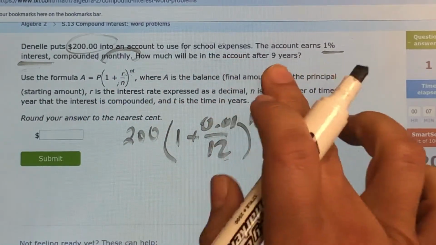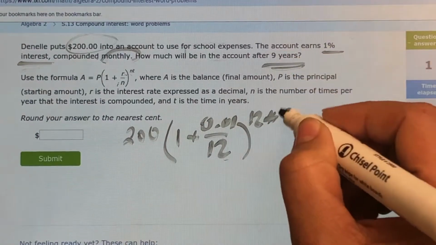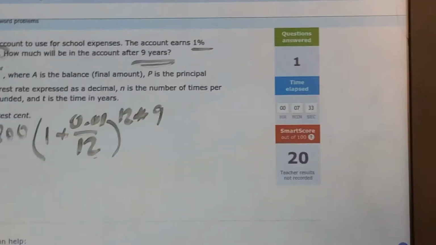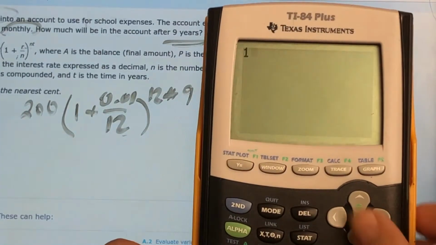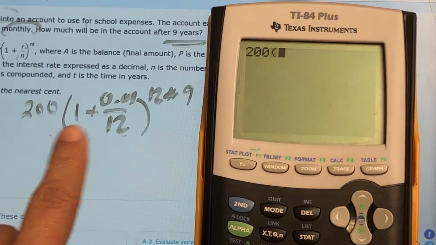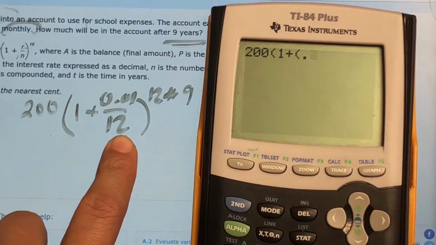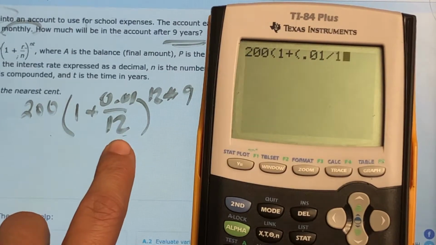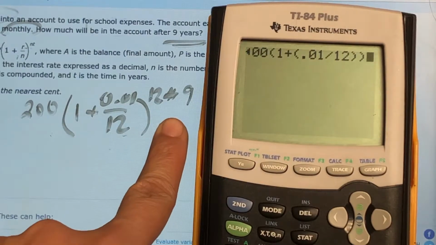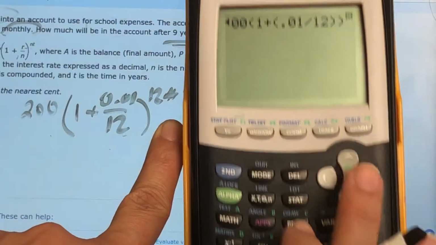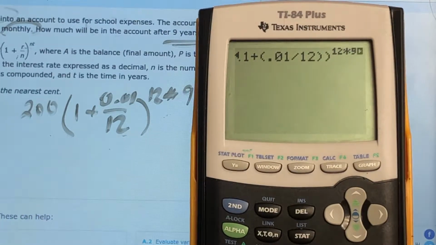How much will be in that account after 9 years? And again, time is weeks, days, years. That's all time. Once you have it down, you're just going to simply plug that into the calculator. So you're going to go 200, open parentheses, 1 plus, anytime you see a fraction, make a parentheses. So 0.01 divided by 12, close the parentheses I just made, then close the parentheses that was already there, raised, so I do this little button right here, raised to the power of 12 times 9. And I don't have to put parentheses on that, the calculator will do it right.